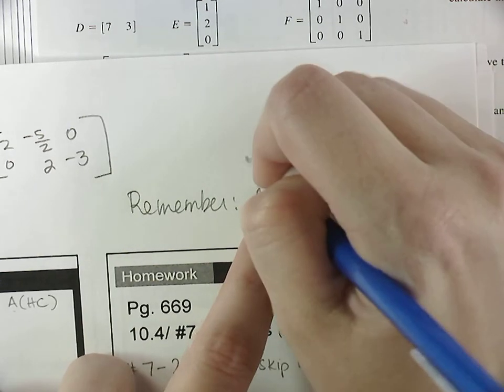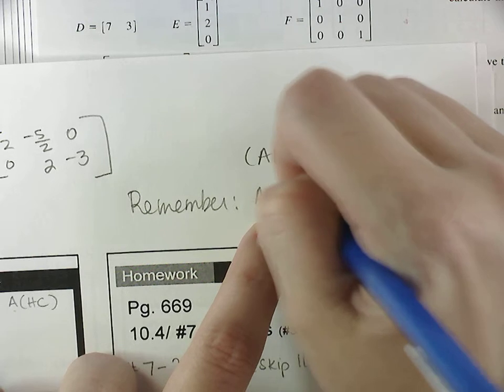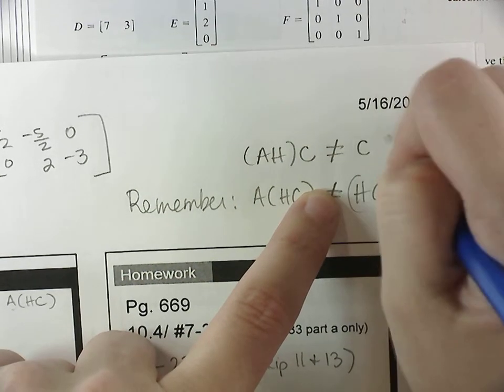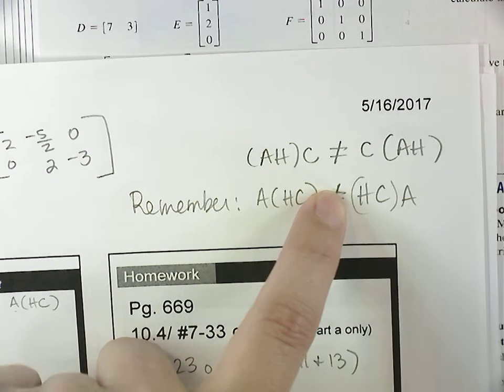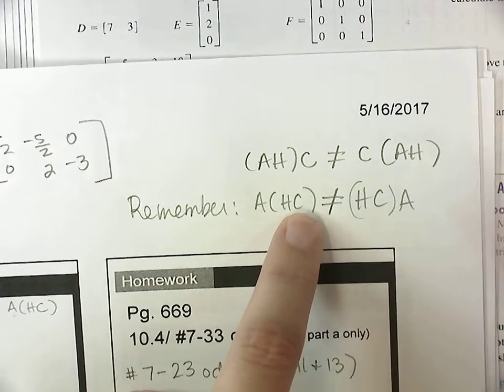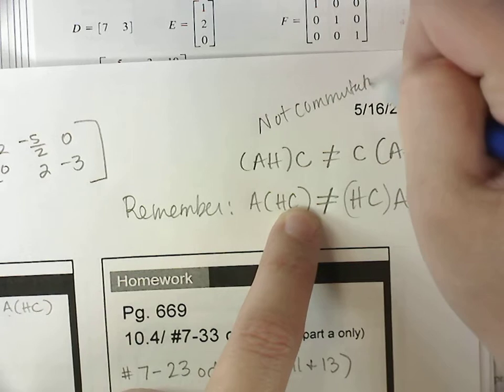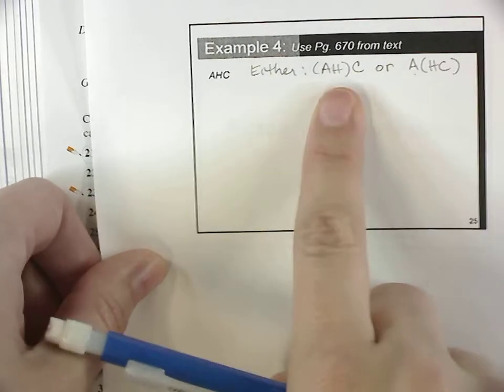Okay? Parentheses first, so wouldn't it be the same way? But if you did HC first and then times C, you can't take C and multiply that by AH. Those are not the same. It's not commutative. So is there one way that's just easier?